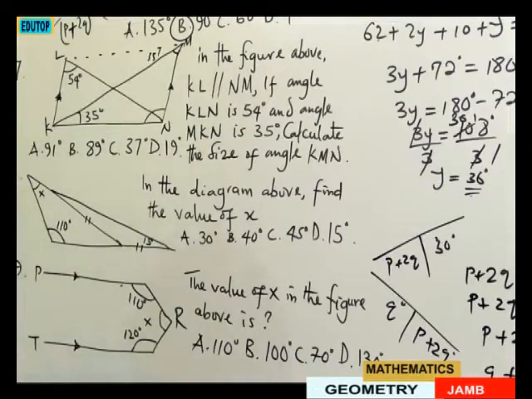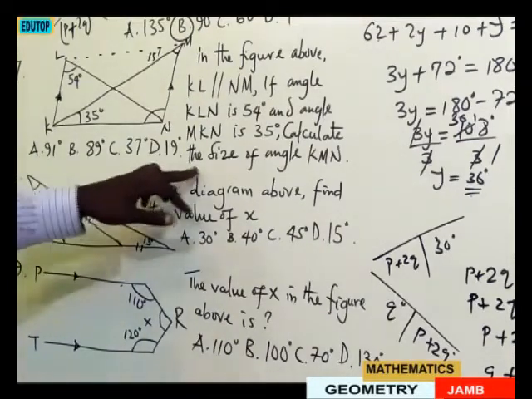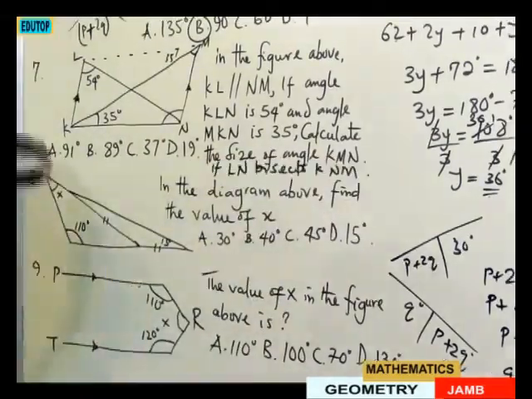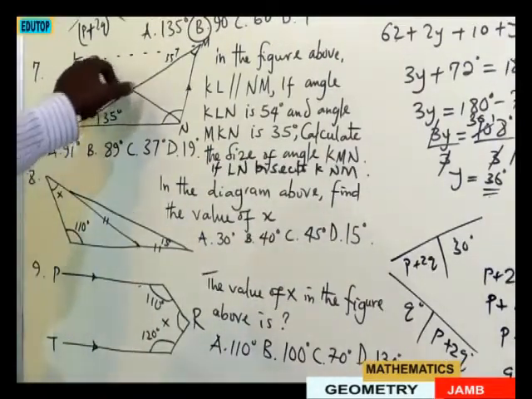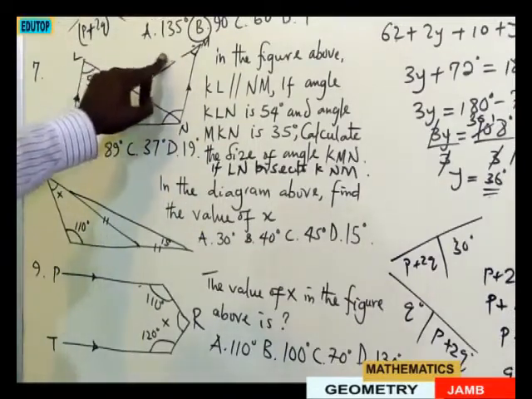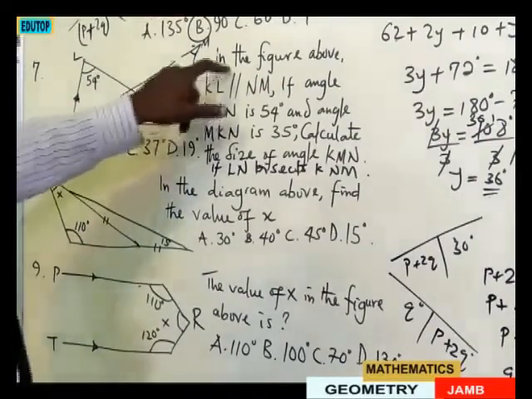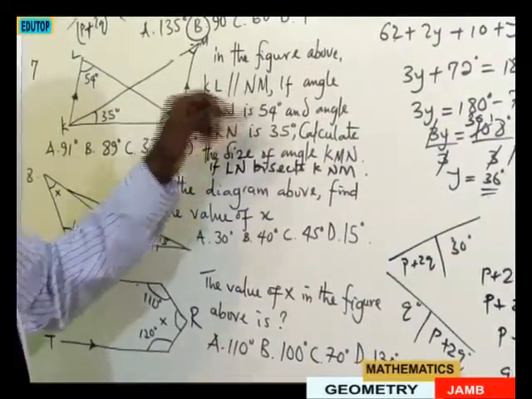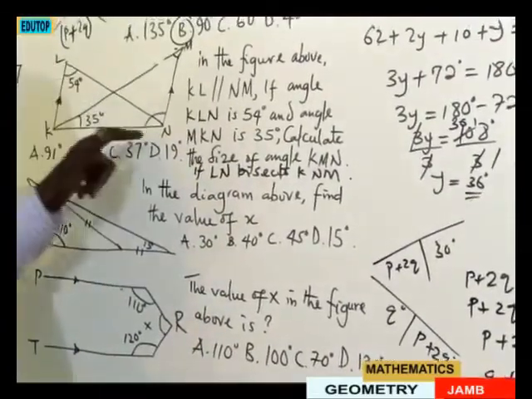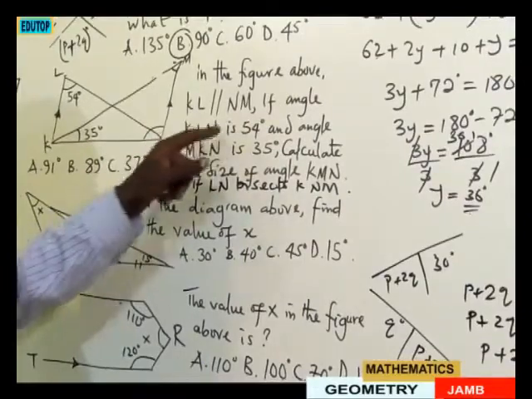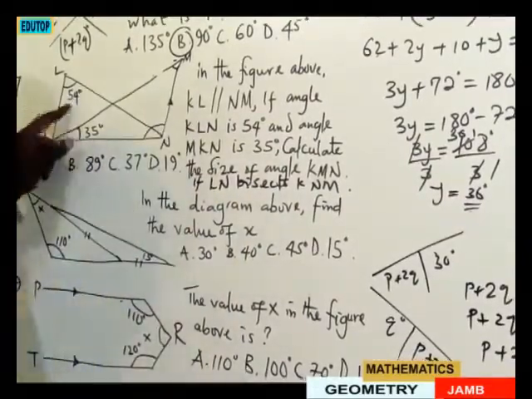But the question asks us to look for what? The size of the angle KMN. Now question 7, it has to be read in detail. It has to be read in detail. So this is what we are given. In the figure above, KL is parallel to NM. KL is parallel to what? NM. If the angle KLN is 54 degrees. This angle is 54 degrees.